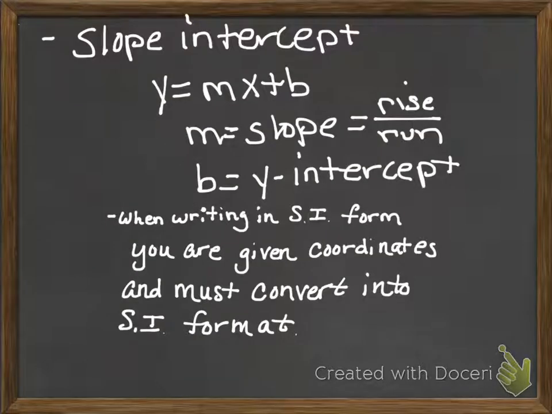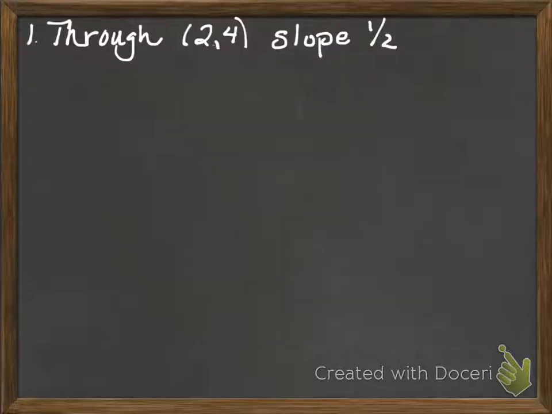So just as a review, we want to look at slope-intercept form, and we remember that slope-intercept form is y equals mx plus b, where our m equals our slope, which is our rise over our run, which is how much it goes up and down over how much it goes left or right, and our b is our y-intercept. So when we're writing in slope-intercept form, we're given the coordinates and we must convert those into slope-intercept format. And our end answer will be in slope-intercept form.